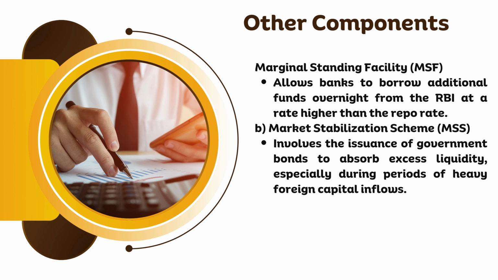Other components. A. Marginal Standing Facility, MSF, allows banks to borrow additional funds overnight from the RBI at a rate higher than the repo rate. B. Market Stabilization Scheme, MSS, involves the issuance of government bonds to absorb excess liquidity, especially during periods of heavy foreign capital inflows.